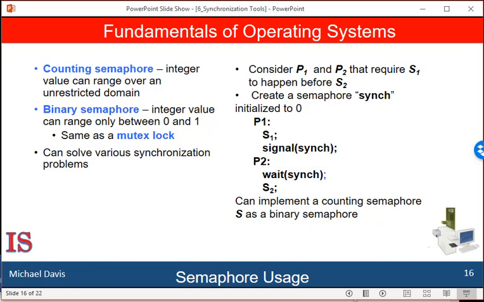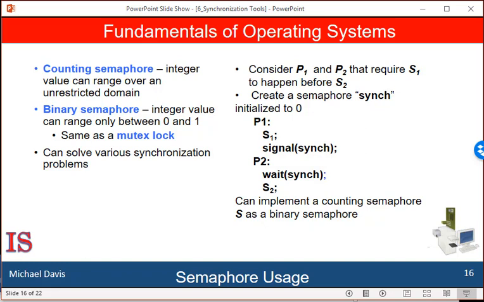Suppose that we require that S2 be executed only after S1 has completed. How can we do that? We can implement this scheme by letting P1 and P2, process 1 and process 2, share a common semaphore. Let's call it sync, which would be initialized to 0. In process 1, we insert the statements in S1 and then signal sync. In process 2, we insert the statements wait sync and then S2.